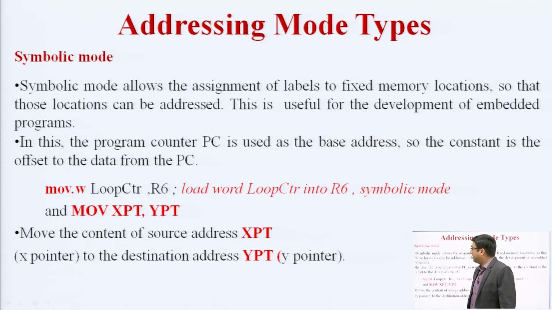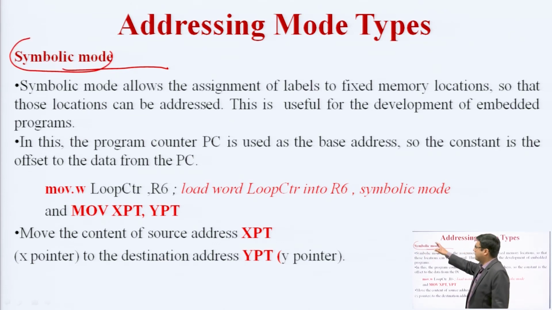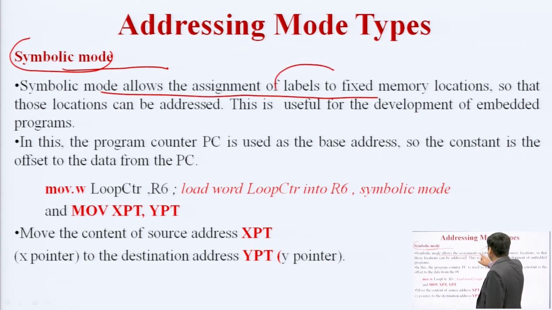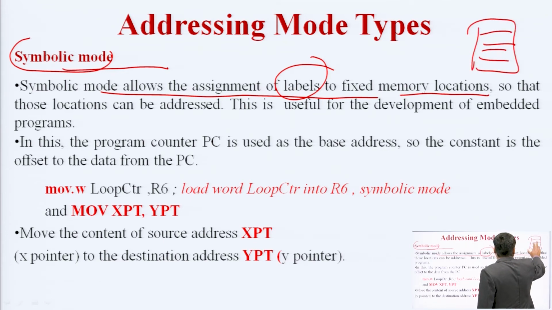Now let us come to the third addressing mode, that is the symbolic addressing mode. As the name implies, there are symbols. We are using a symbol as a pointer to the value. Symbolic mode allows the assignment of labels to fixed memory locations in the source operand. If these are the memory locations from which we are moving the data, then the symbolic addressing mode will assign labels to the memory locations so that these locations can be addressed.